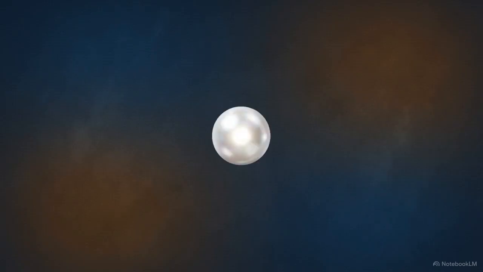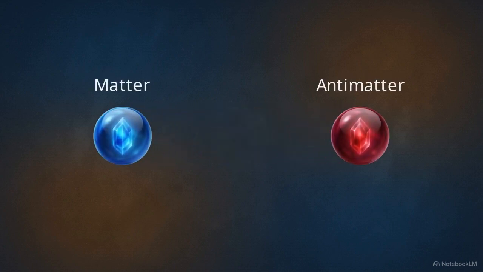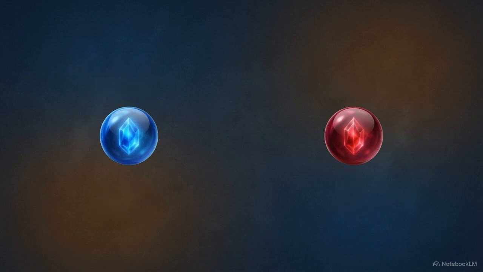The laws of physics require symmetry. When energy converts into mass, it must split evenly into matter and antimatter. Antimatter has the same mass as ordinary matter, but an opposite charge. If they touch, they instantly annihilate, converting their mass back into pure radiation.